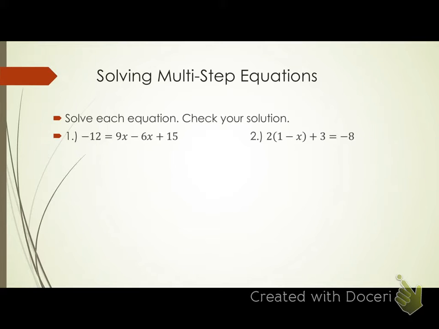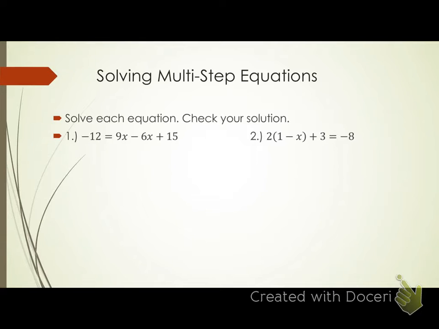Negative 12 equals 9x minus 6x plus 15. Should you combine like terms? Yes. That is something I like to tell you guys to always do. Look to see if you can combine like terms on either side of the equation.